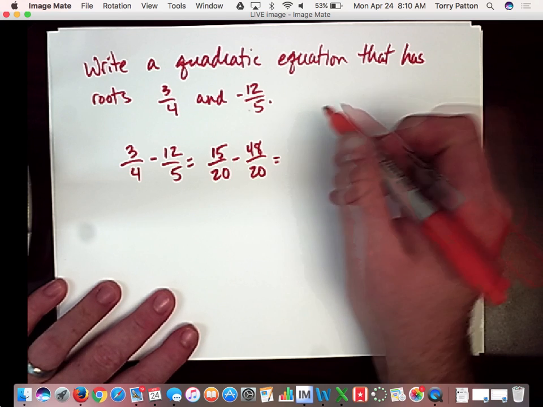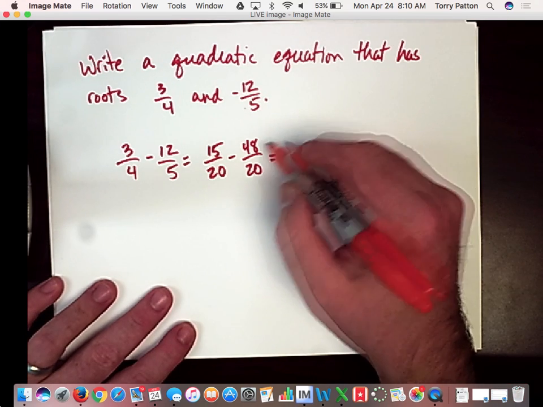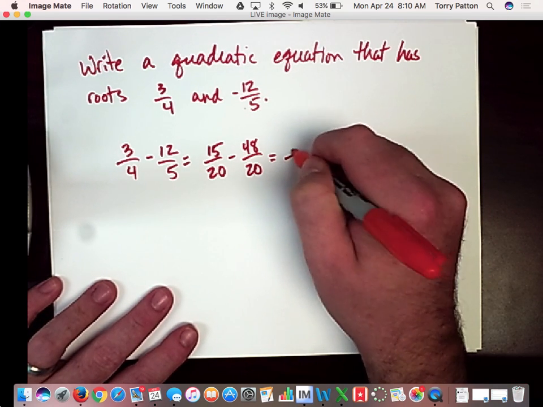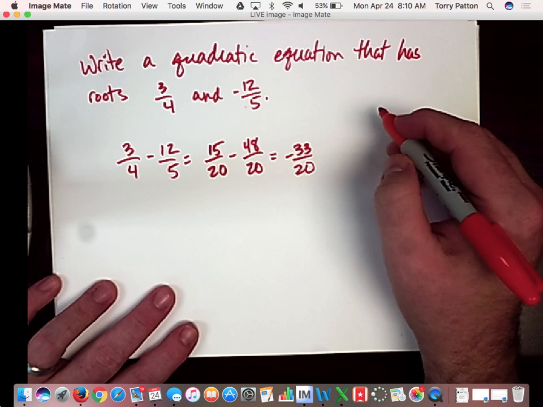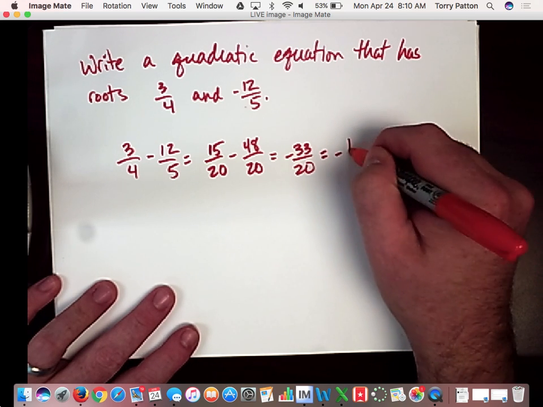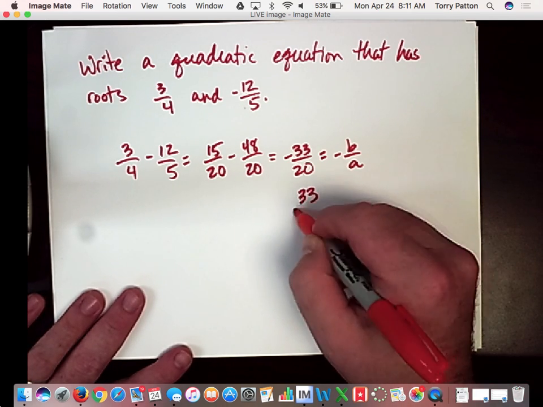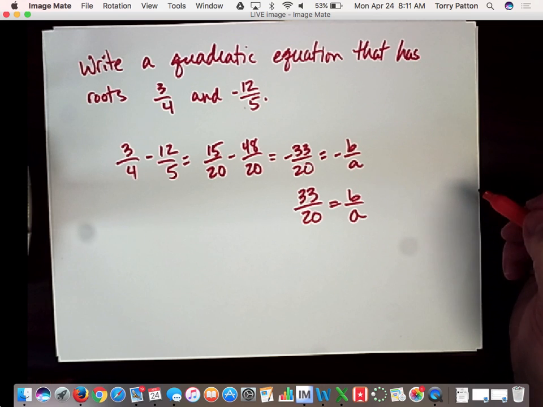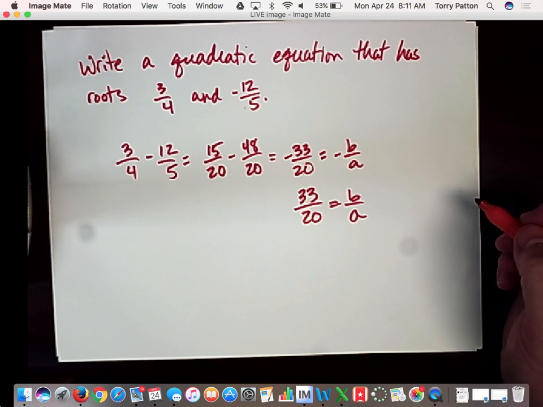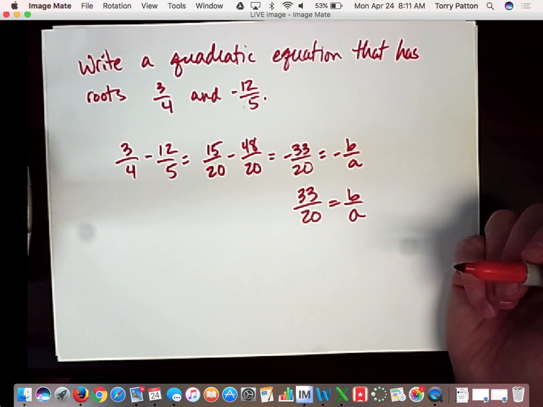You subtract those or add them, whichever you think of it. It is negative 33 over 20. So that has to equal negative b over a. Well, maybe b is 33 and a is 20, or b is 66 and a is 40, or b is 99, a is 60. It doesn't say b is 33 and a is 20. It says their ratio is 33 over 20.